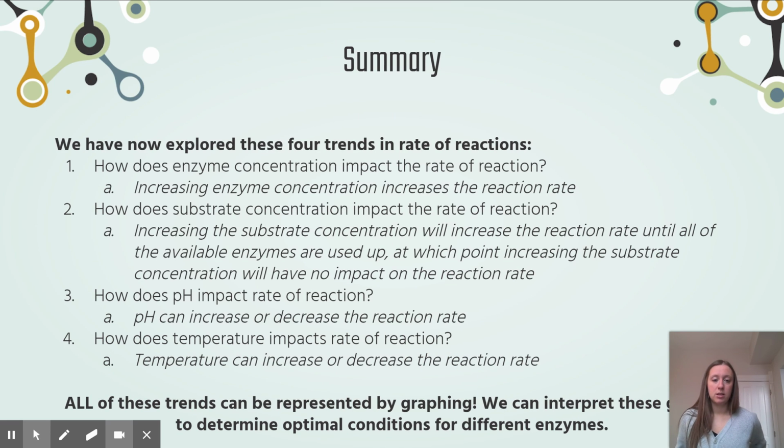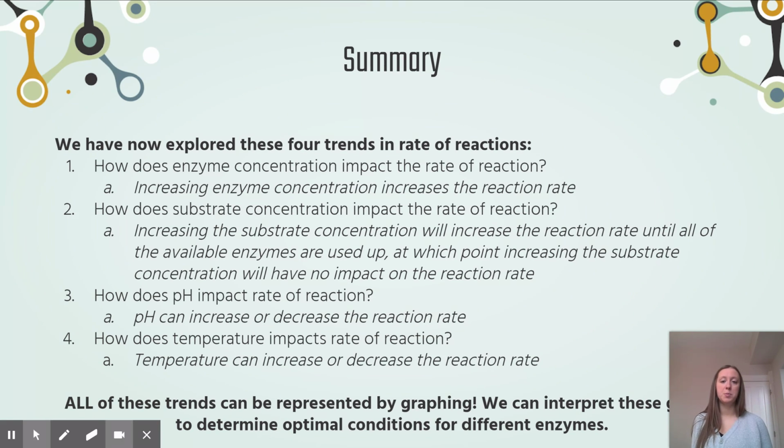This is a quick little summary slide. These are the 4 trends in the rate of reactions, or the reaction rates, that we covered just now. How does enzyme concentration impact the rate of reaction? Increasing enzyme concentration increases the reaction rate. How does substrate concentration impact the rate of reaction? Increasing the substrate concentration will increase the reaction rate until all the enzymes are used up, at which point increasing the substrate concentration will have no impact on the reaction rate. That's that flat line on the graph.